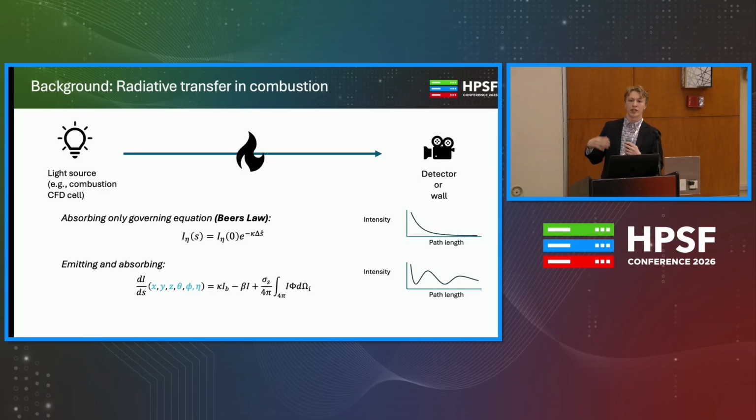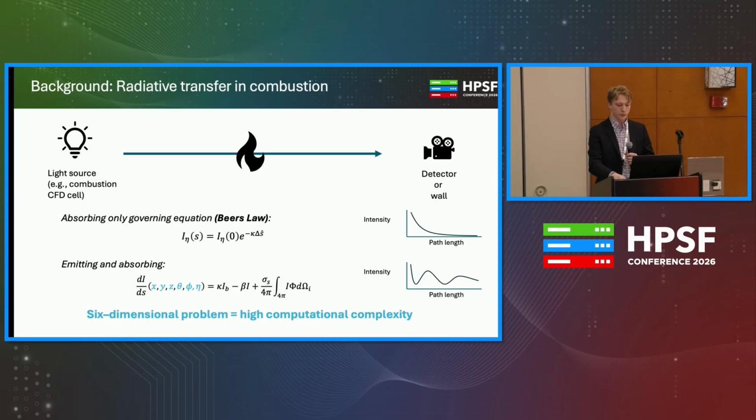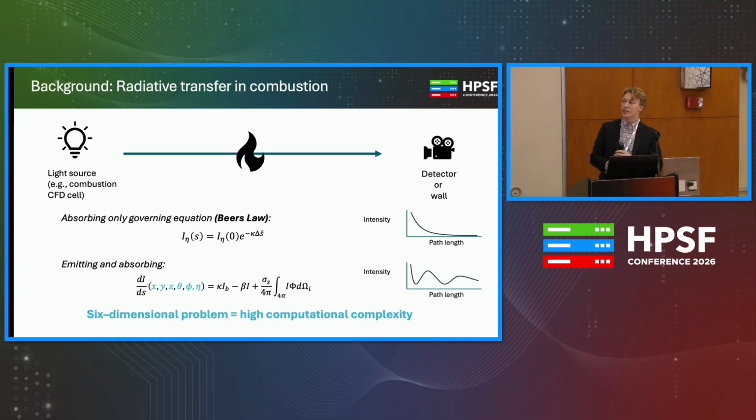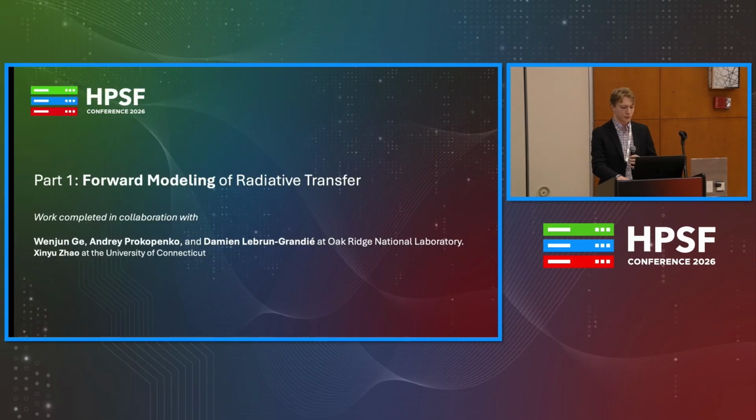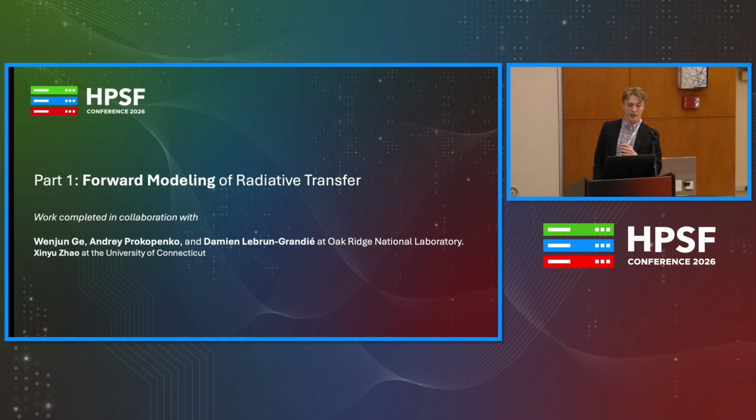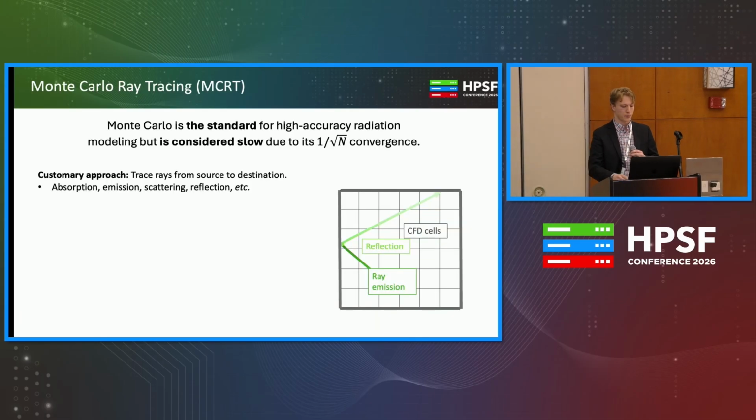And this describes your frequency of light that you're focusing on, because different frequencies will emit more or less depending on what's emitting. And so with it being a six-dimensional problem, it's very computationally expensive. And so that's where we rely on accelerators to help improve this field of research. And so for the first part here, I'll talk about the forward model, and I'll highlight some work that has been done with a few other researchers at Oak Ridge, including Wenjin, Andre, and Damien, as well as my former advisor, Xinyu, at the University of Connecticut.